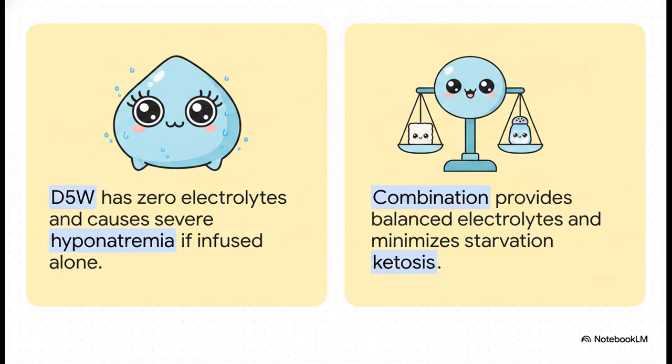But why do the others fail on their own? Well, pure 5% DW has absolutely zero electrolytes. Give that alone for maintenance and you're essentially asking for severe dilutional hyponatremia. On the flip side, pure normal saline or pure Ringer's lactate deliver the vital electrolytes, but they contain zero glucose. That means they completely fail to suppress starvation-induced muscle catabolism. By combining a carbohydrate substrate with an isotonic crystalloid, you're providing balanced electrolytes while actively minimizing starvation ketosis. It's the best of both worlds.